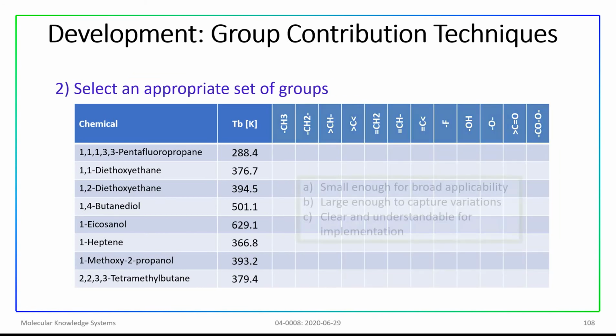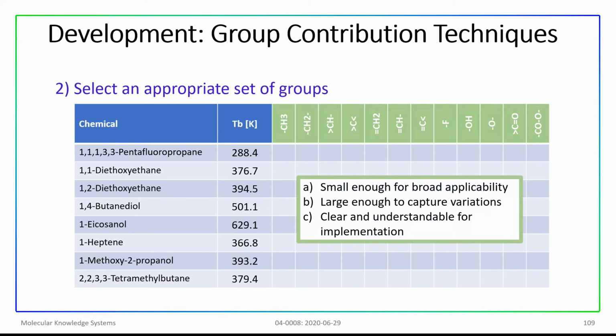In step 2, we select an appropriate set of groups. As we said before, it is desirable to have small groups so the technique will be broadly applicable. However, it is sometimes necessary to have large groups, large enough to capture the variations we see in physical property values. And finally, the groups we select should be clearly defined and understandable so other people can easily use and implement the technique. This last point is very important from the perspective of machine learning, in which the computer expects to have an unambiguous specification of the substructure to be used for molecular structure dissection.